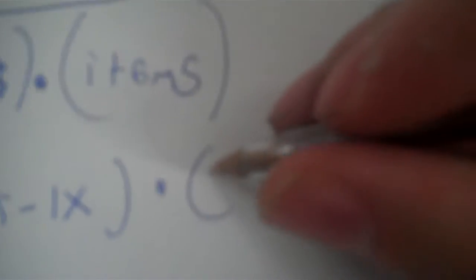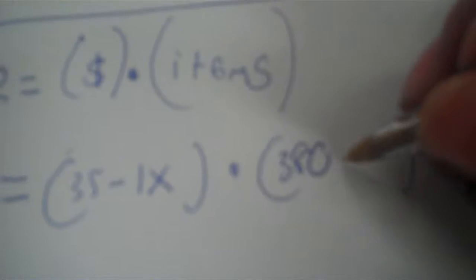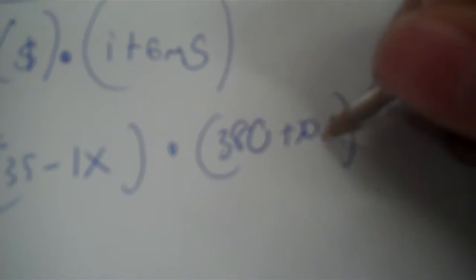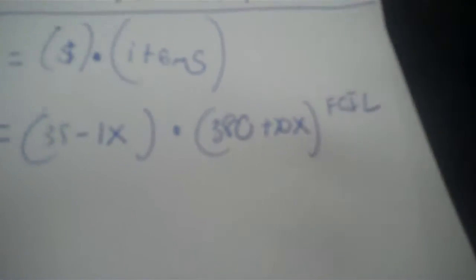Now the number of items, we have 380 racers to start with. And then what's happening there? Well, when I'm minusing 1 from here, I'm adding 20 to this, and it'd be 20x. That's simple. Now, I don't have an a and a b because right now it's in factored form. What I need to do is simply multiply using the FOIL method. So first, I've got 35 times 380, and I've got 35 times 20x.